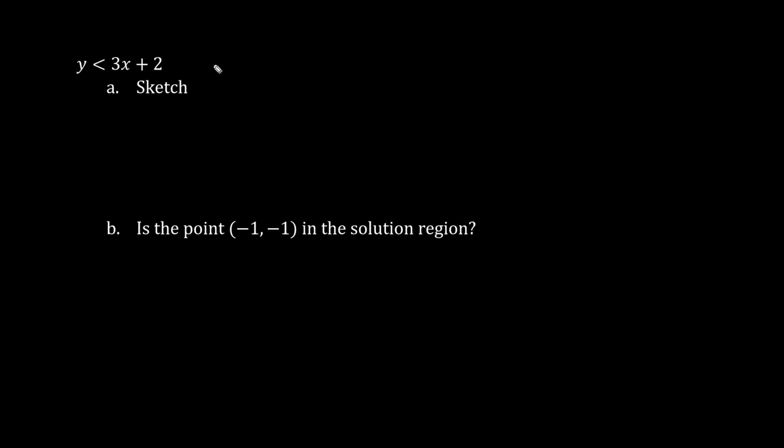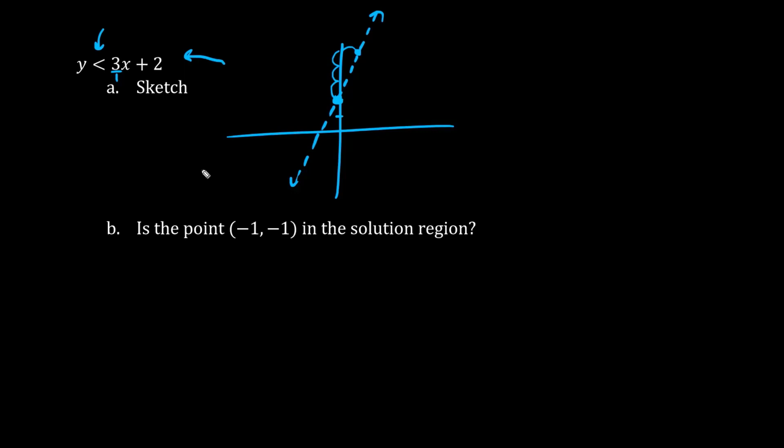So now let's sketch y is less than 3x plus 2. We know how to draw the line. We go up 2, that's the y-intercept, and the slope is 3, or up 3 and 1 right. Now the key is we don't use a solid line, we use a dashed line or a dotted line because of the inequality symbol. It's not including the equal sign, it's just less than.